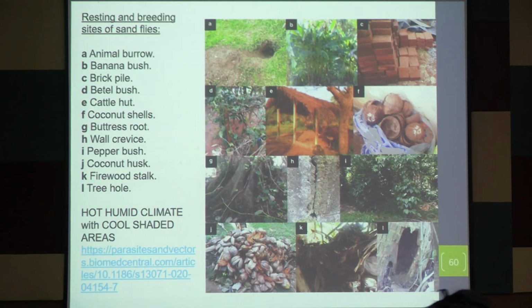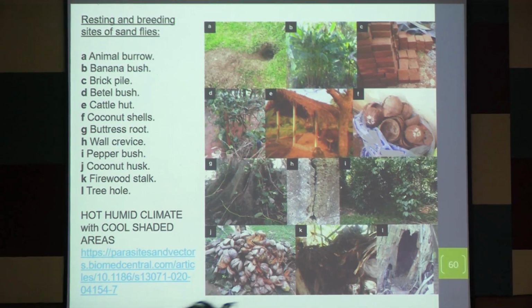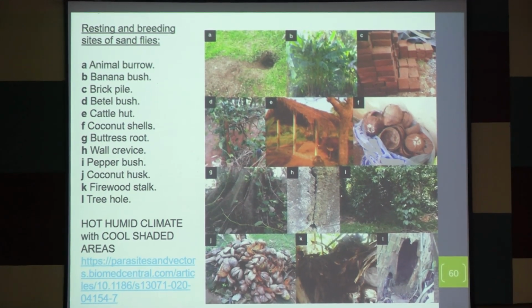What are the resting and breeding sites? Animal burrow, banana bush, bamboo bush, cattle hut. But in your public health experience, what will the examiner ask you? If there are crevices in the wall, and also in your family visit, if you have seen crevices in the wall. In your family schedule there was one question, no? Is there any crevice or something in the wall? Is there such a question? In the environment part? Okay. They might ask what the reason for it is, and that it might be a place for the presence of sandfly. Okay. So, cattle shed is important for two types.